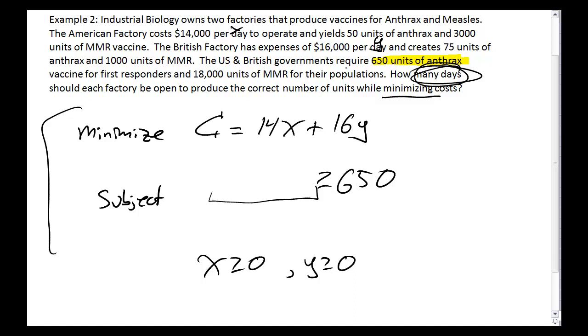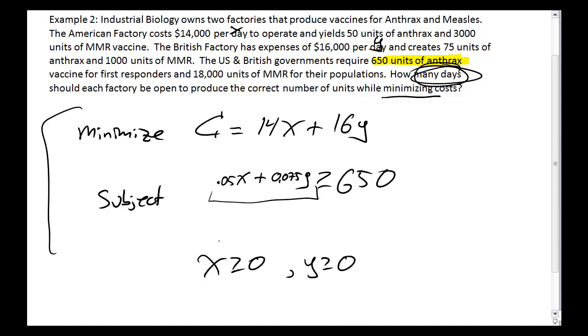What have I got? Well, the American factory produces 50 units of anthrax. Remember, we're doing everything in terms of 1,000, so it's 0.05 times the number of days the American factory is open, plus 0.075 times the number of days the British factory is open.